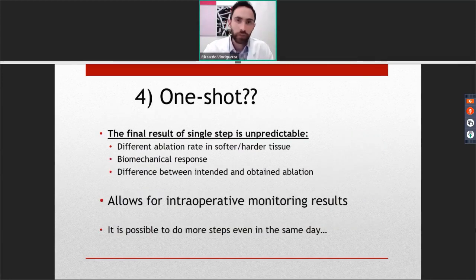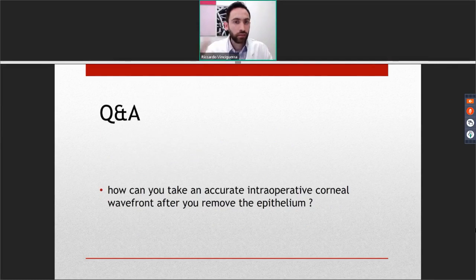Unfortunately, it's not always possible to do it in one shot, for many reasons. First of all, we have different ablation rates between, for example, a scar and the epithelium. You have biomechanical response, and so you need to do intraoperative measurements. Normally, when we speak about this in the courses, people look at us and say, forget about it. But it's possible. And the question we receive is, how can you take an intraoperative measurement when you have done the ablation, because you don't have the epithelium?